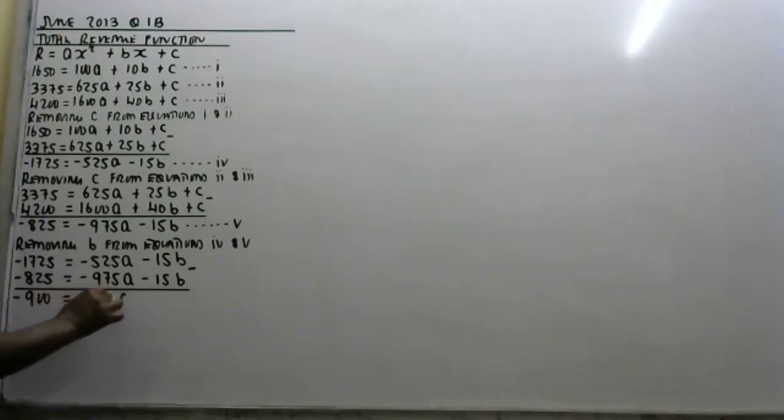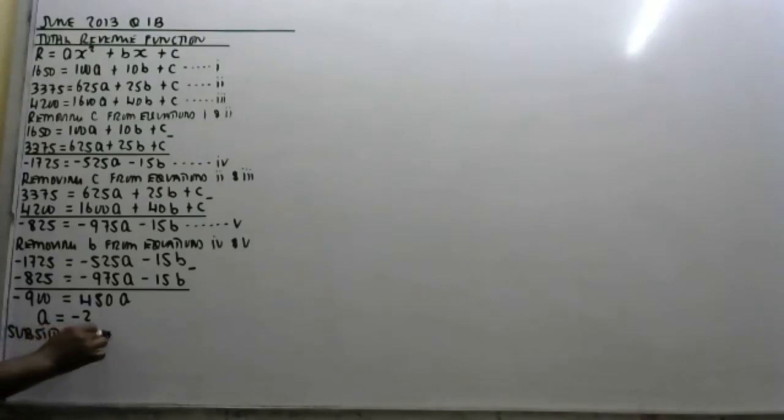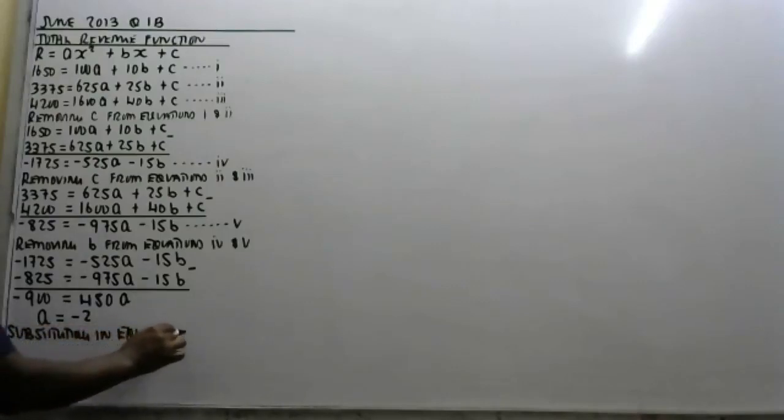450A. And based on that, we are able to tell that A is what? Negative 2. Is negative 2. Then you tell us substituting in equation 5.